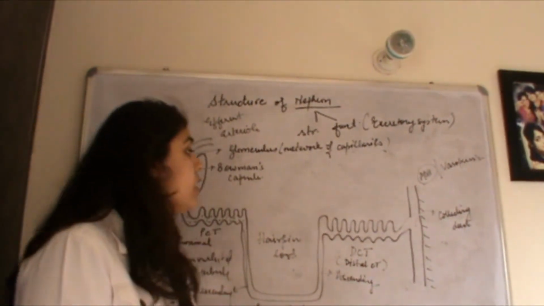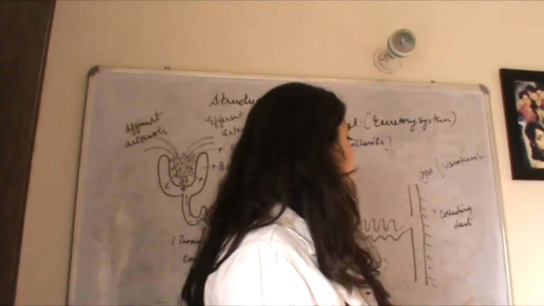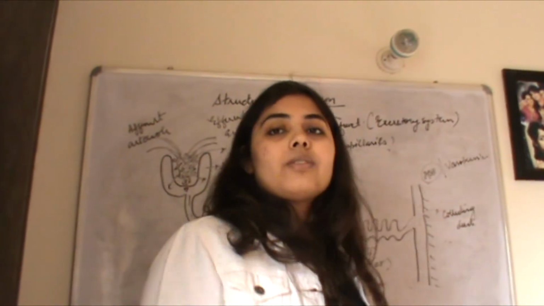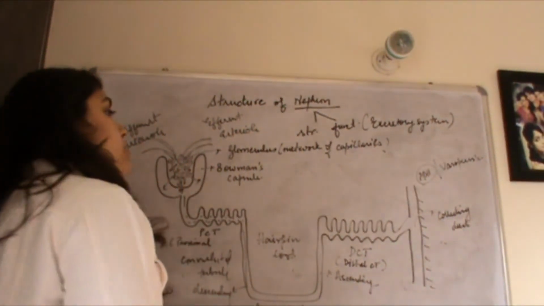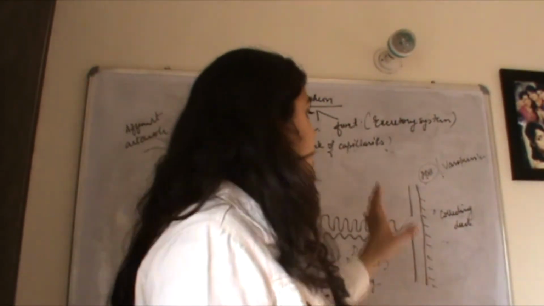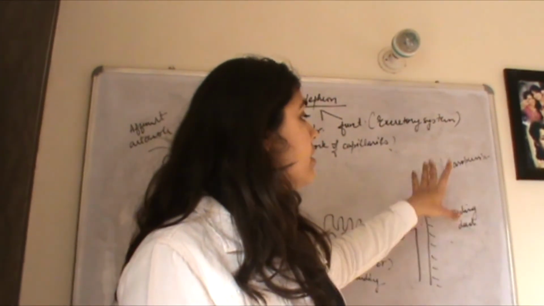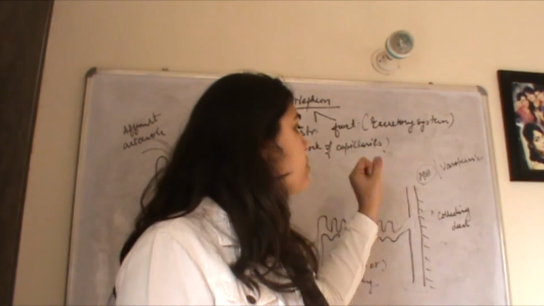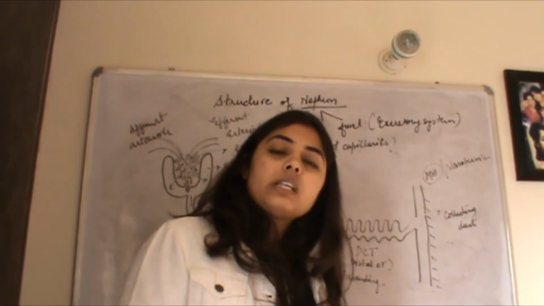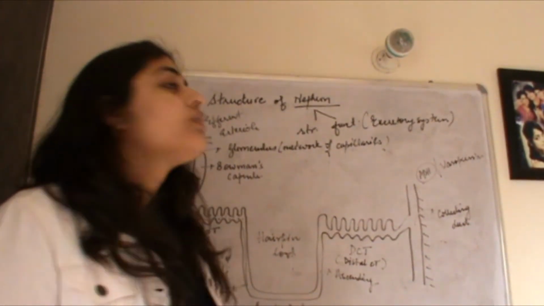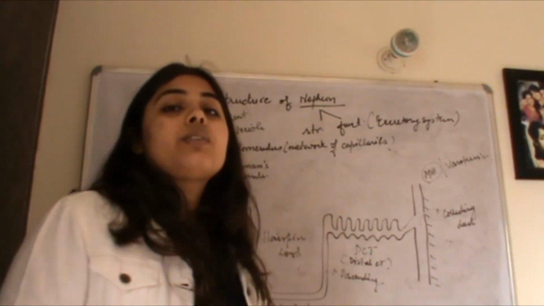When it comes to the collecting duct, it moves to the renal pelvis, and through the renal pelvis it moves on to the ureters. And this is how the functioning of the nephron takes place inside your body.